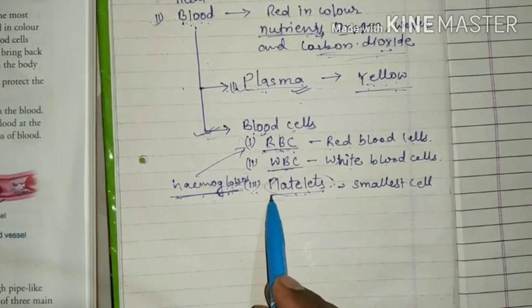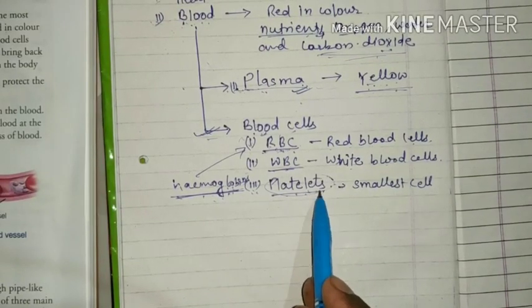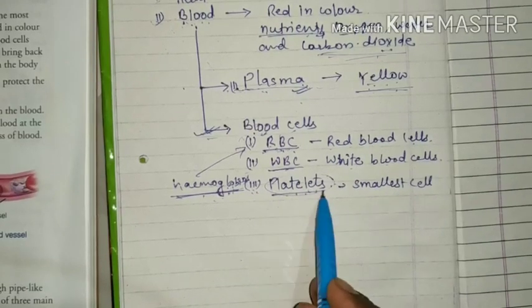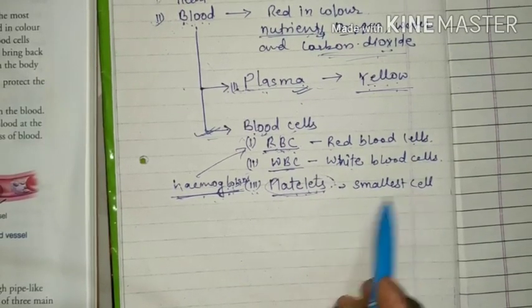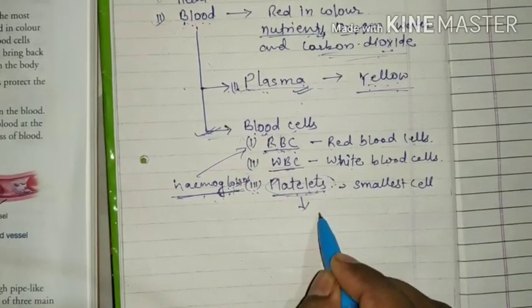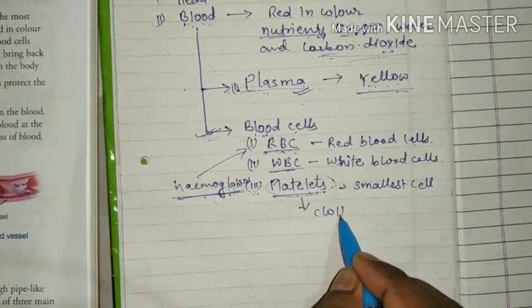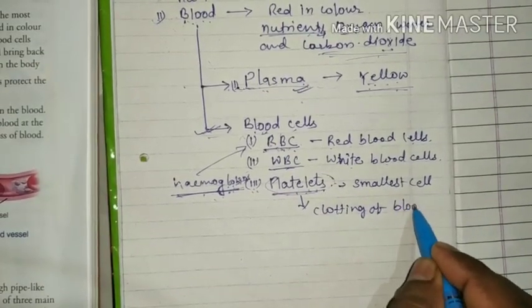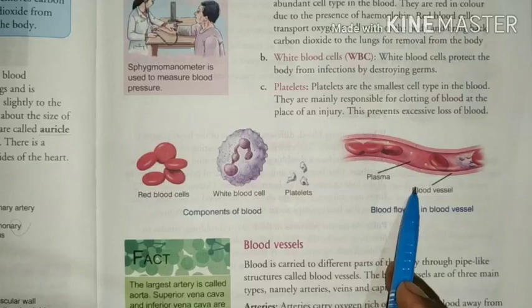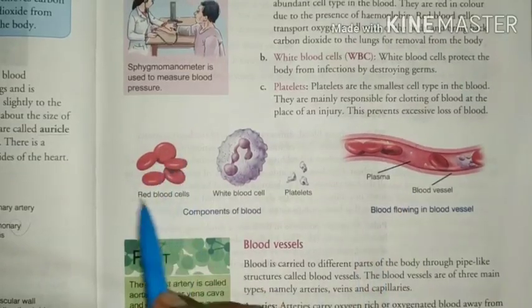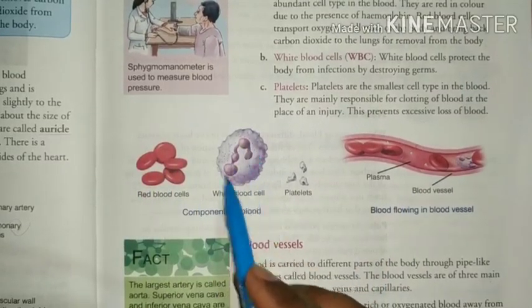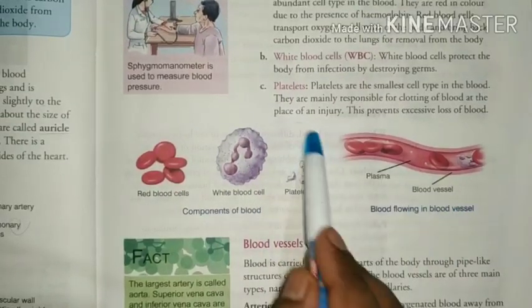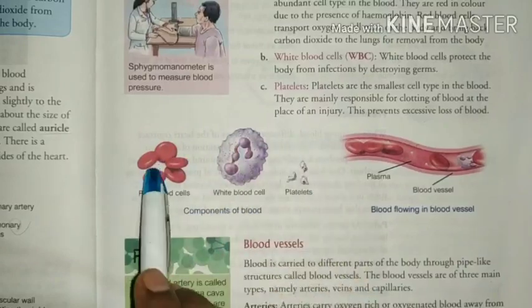And the third part is platelets. Platelets are the smallest cells in the blood. They are mainly responsible for clotting of blood. These are some pictures. This is the red blood cell, these are white blood cells, and these are platelets. So all these are the components of blood.